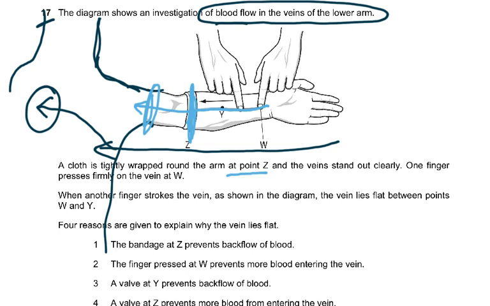Arteries have blood at very high pressure. So a cloth is tightly wrapped around the arm at point Z, and the veins stand out clearly. Why is the vein standing out clearly? Because now less blood is returning, so the vein is becoming thicker and thicker. So they stand out. Stand out means they become more prominent.